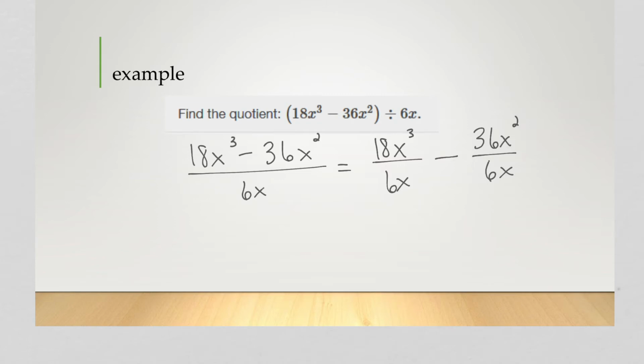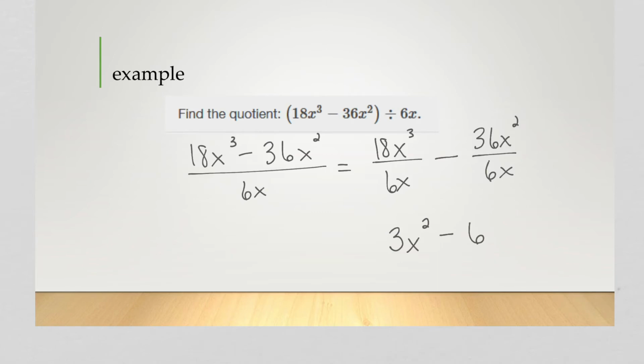All right, so now we can do this math right here. 18 divided by 6 is 3. x cubed divided by x. Remember, you have to subtract those exponents. There is a 1 up here; we don't usually write it, but it is there. 3 minus 1 is 2, so this would be x squared minus 36 divided by 6 is 6.